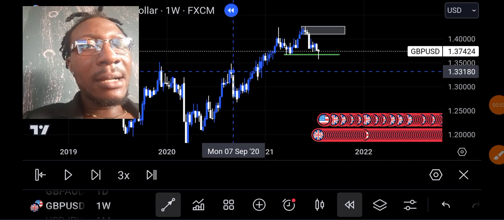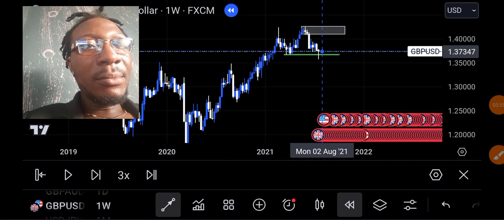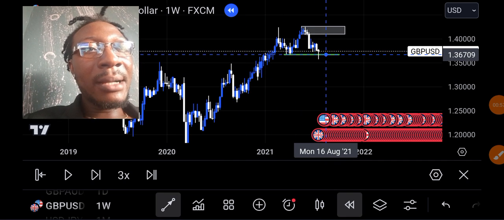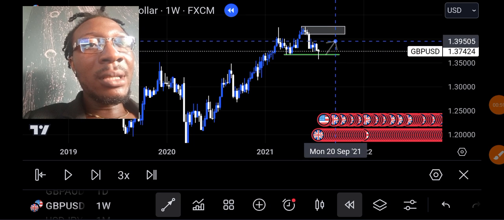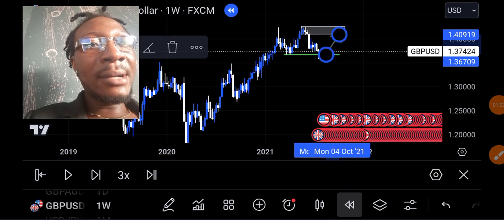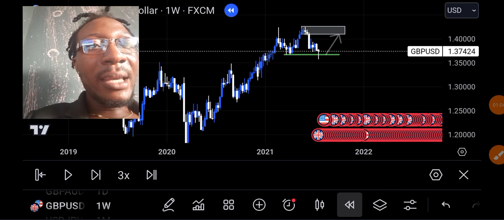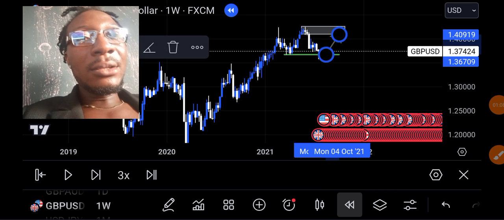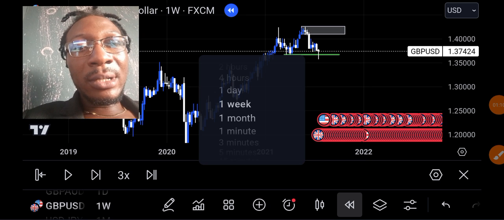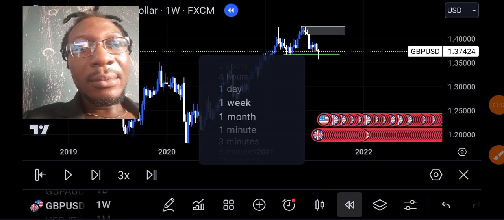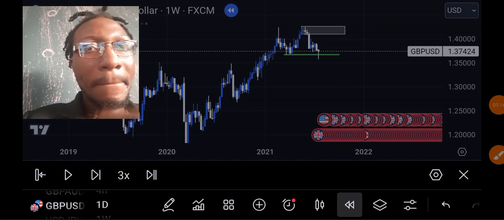So let me mark it out for you to see. So we are expecting price to come back and retest anywhere between the small green line and the little ash box. Okay, anywhere within that zone, and then we continue the sell. All right, so first we have to go down to the daily time frame.